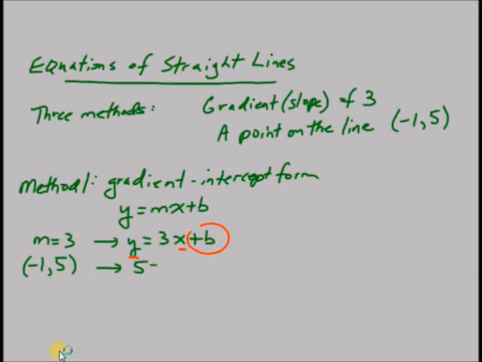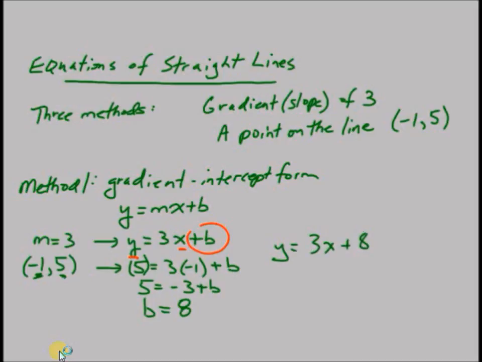So 5 equals 3, -1. We substituted in the 5 for y because it's a y coordinate, then -1 for x because it's an x coordinate, and then we just solve. So 5 equals -3 plus b, so b equals 8. Okay, so therefore the equation is y equals 3x plus 8. That's method 1.